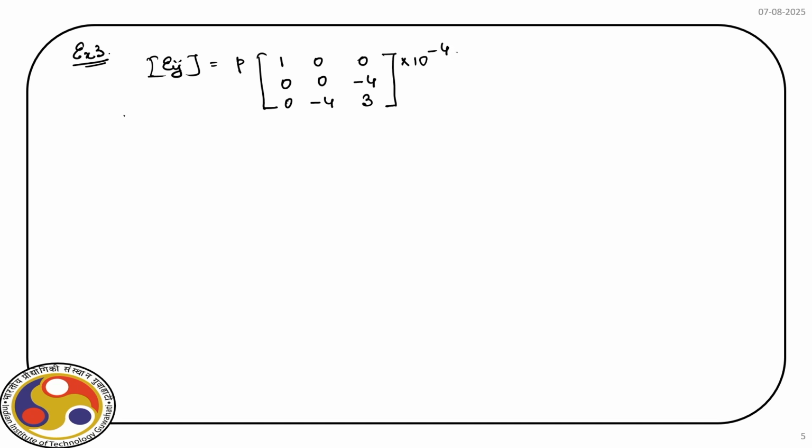Okay. Our last example, example 3, is where we are given the strain field epsilon ij equal to P times the matrix 1 0 0, 0 0 minus 4, 0 minus 4 3, into 10 to the power minus 4. Find out the principal strains.